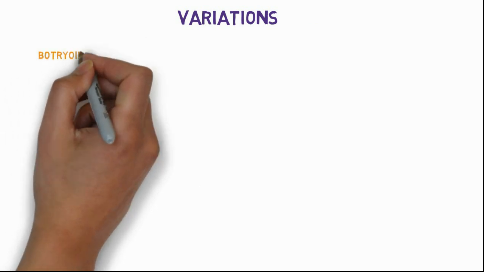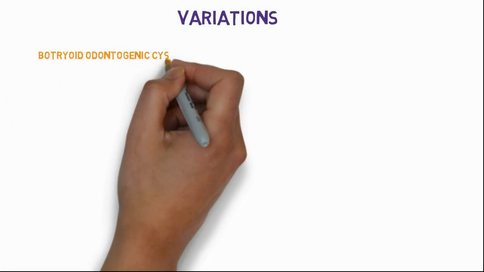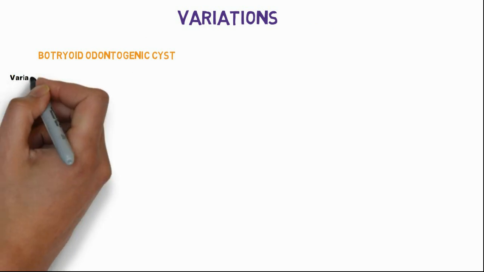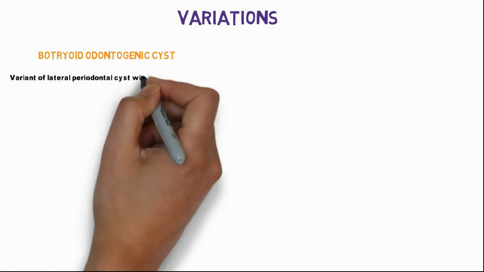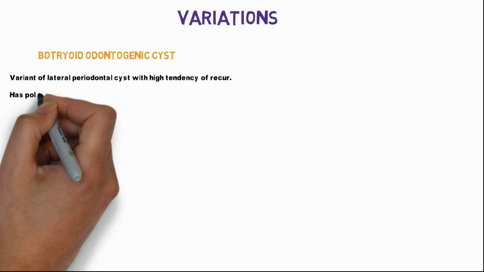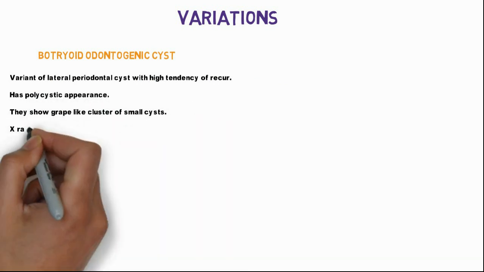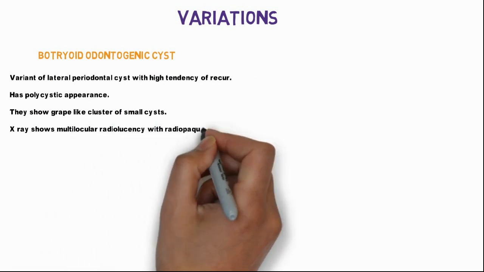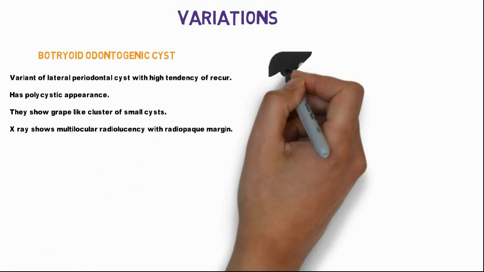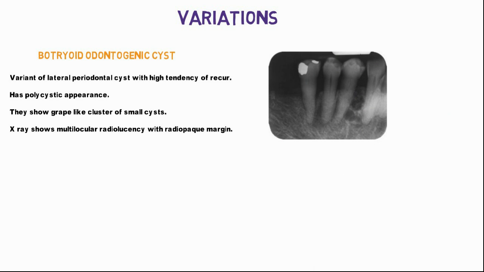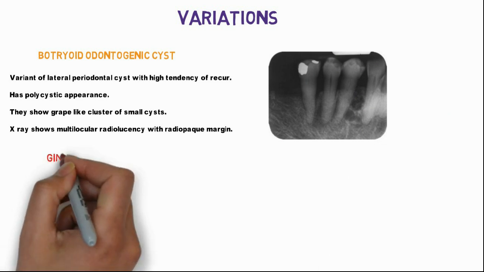Variations: botryoid odontogenic cyst. A variant of lateral periodontal cyst with a high tendency of recurrence. It has a polycystic appearance. It shows a grape-like cluster of small cysts. X-ray shows multilocular radiolucency with radiopaque margin.